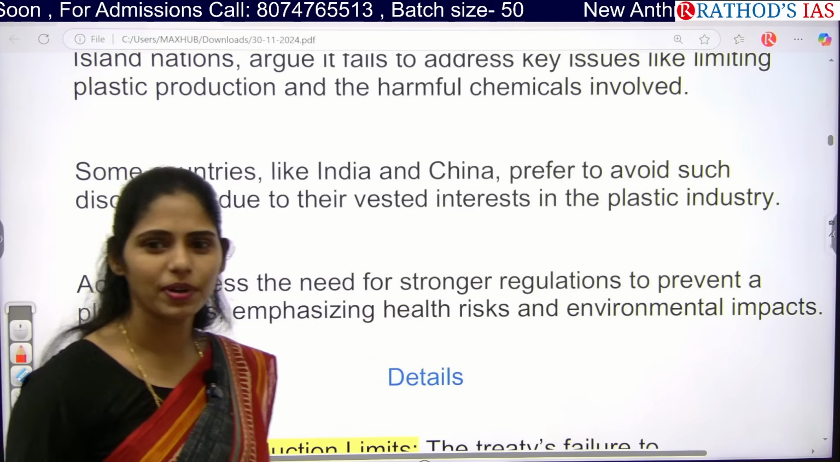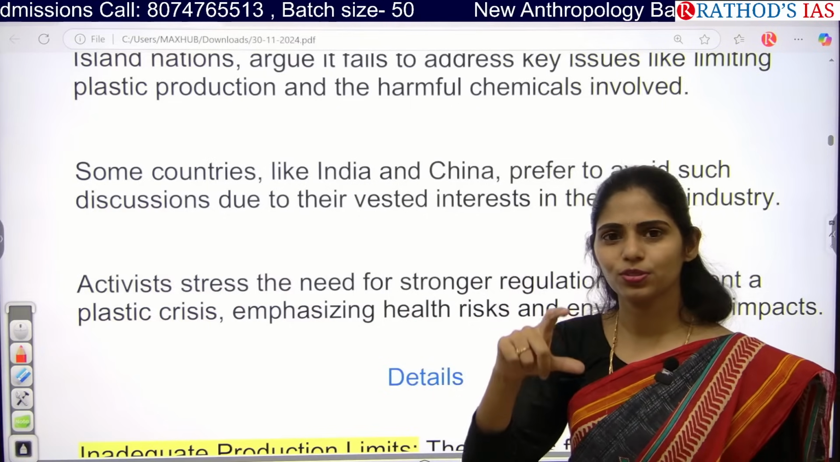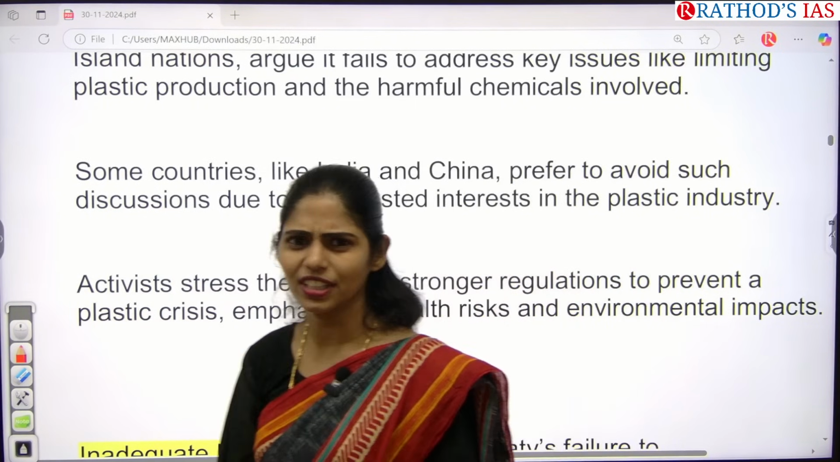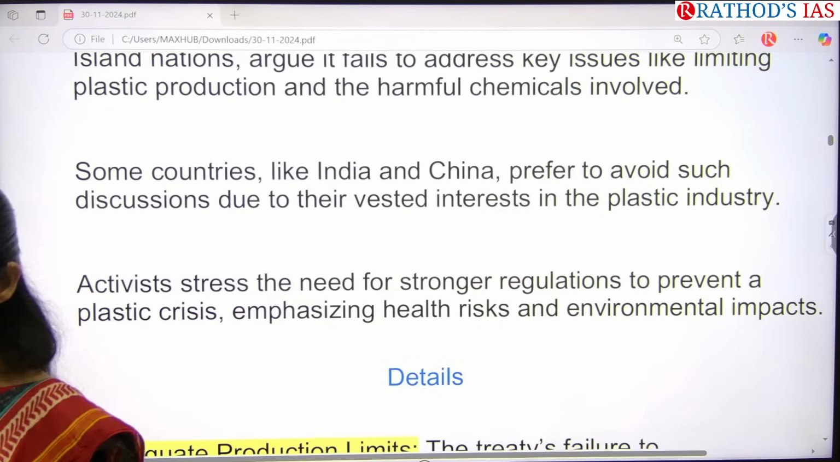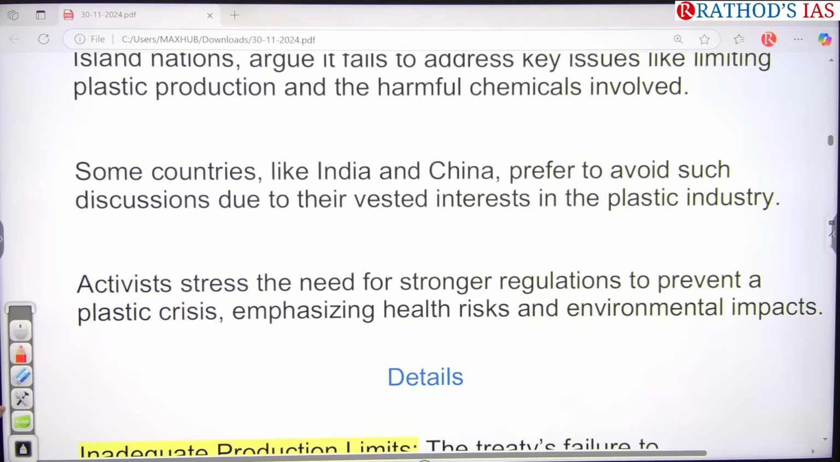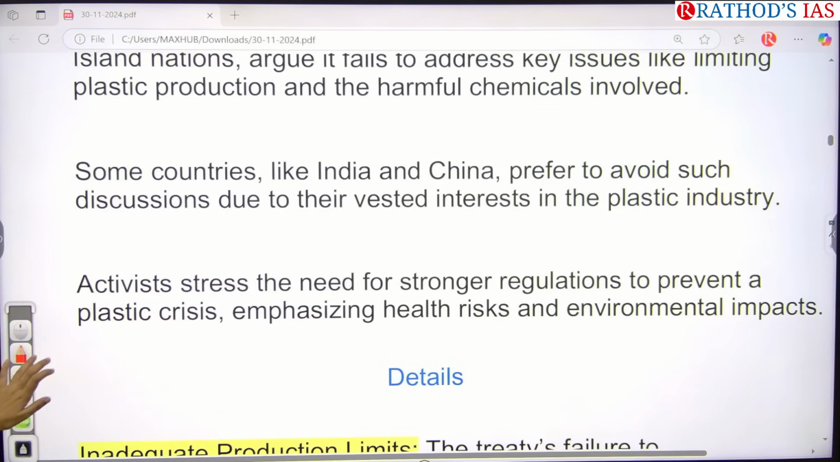Those straws are made of plastic. You use them only once and you throw them. For example, disposable glasses or disposable plates, etc. Everything is made of single-use plastic only. Have we completely eliminated that? No. Because of this, some countries like India and China have their vested interests and they want to avoid this kind of discussion.